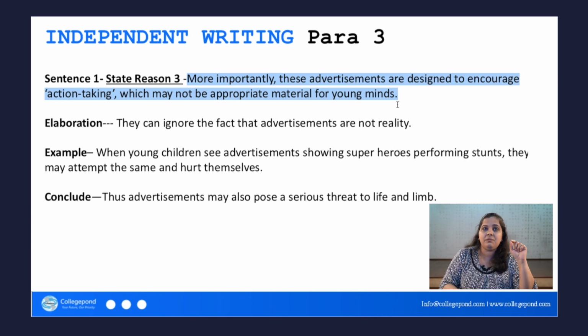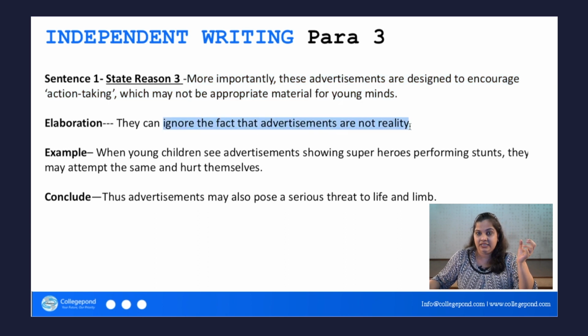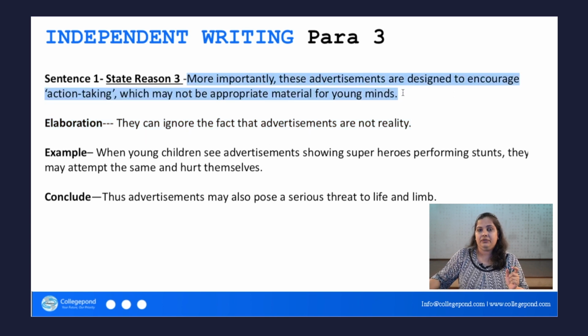You can elaborate this particular point by saying that these children do not have those mental faculties, and they cannot ignore the fact that advertisements are not reality. Now, how is this point different from the previous points that you have done? Here we are talking about something related to their mental level, right? This is an elaboration, this is not a point. So it's okay to use some parts of your previous points when you're elaborating, as long as this elaboration supports the reason, which should be different, right?